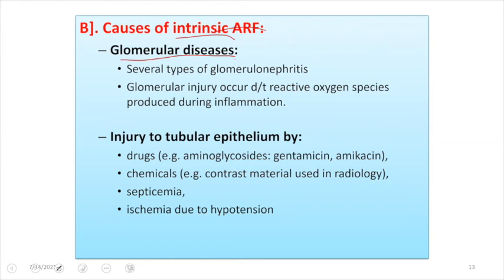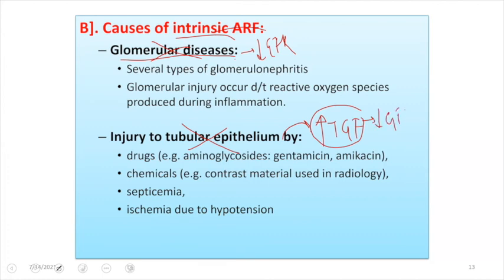In case of intrinsic causes of acute renal failure, it can be due to damage to the glomerulus, or it can be due to damage of the tubular epithelium. If there is damage to the glomerulus, it will result in decrease in the GFR, and if there is damage to the tubular epithelium, it will result in increased tubuloglomerular feedback, and this will manifest with decrease in the GFR. And eventually, due to decrease in the GFR, it will manifest with intrarenal azotemia.